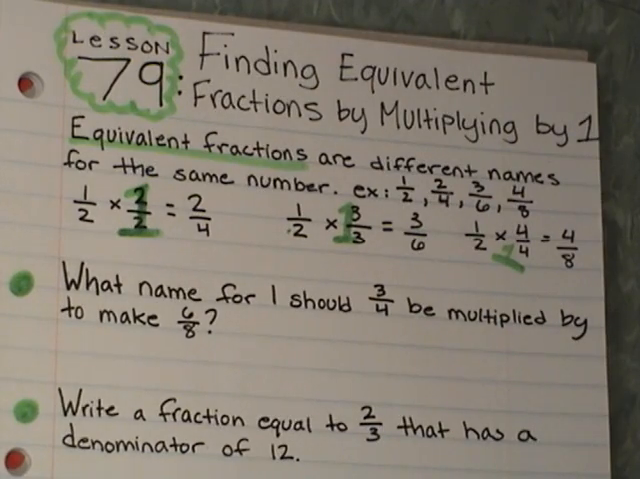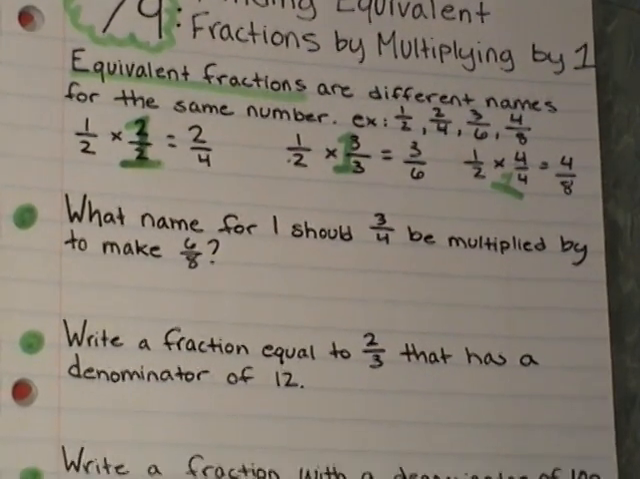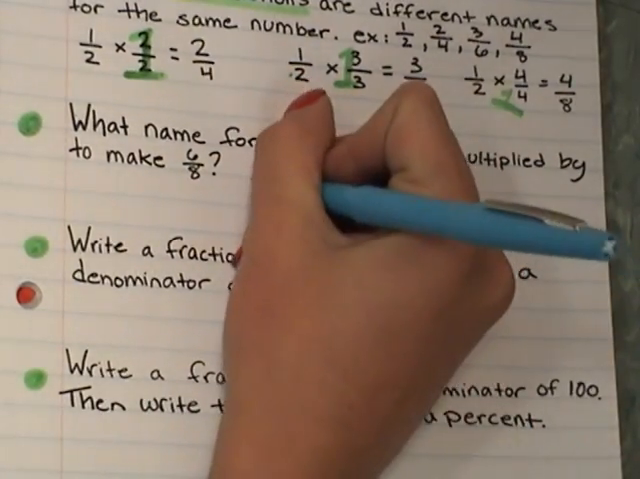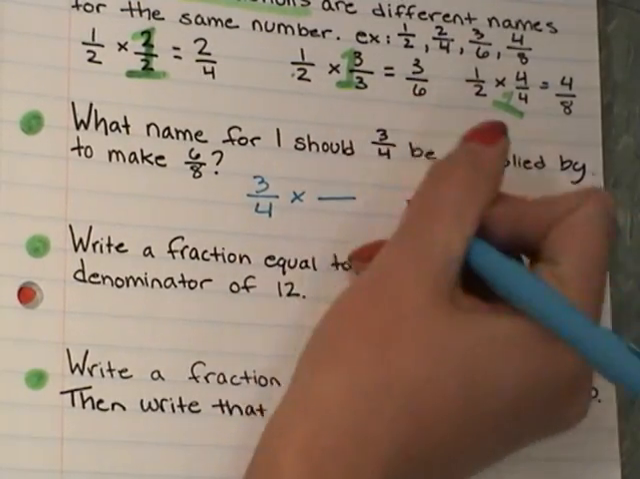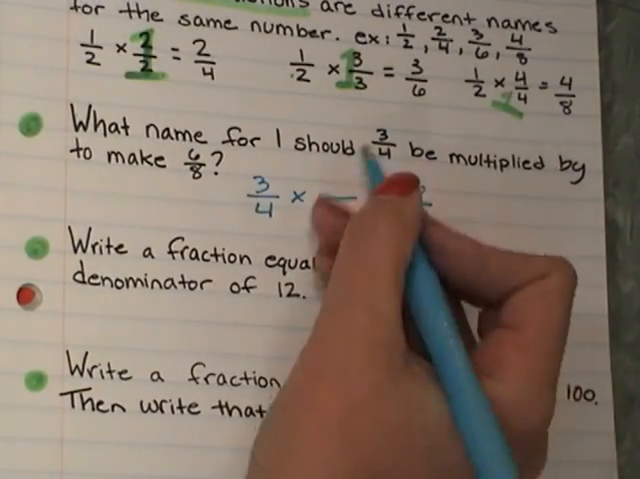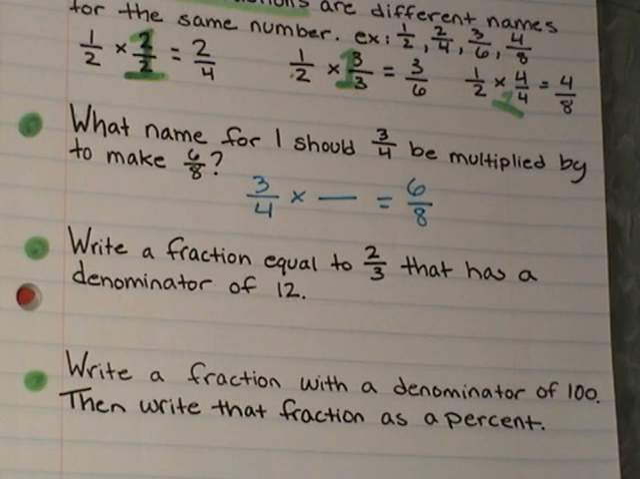It just looks different. Alright, we're going to try the first example. And it says, what name for 1? So, you know, we've been using 3/3 as 1, 5/5 as 1. So what name for 1 should 3/4 be multiplied by to make 6/8? So, what we want to do is multiply 3/4 by a number, and we want to end up with 6/8. And these are equivalent fractions. So our numerator and our denominator are going to be the same because we're using a different name for 1. We just need to figure out what our fraction is going to be that's equal to 1.